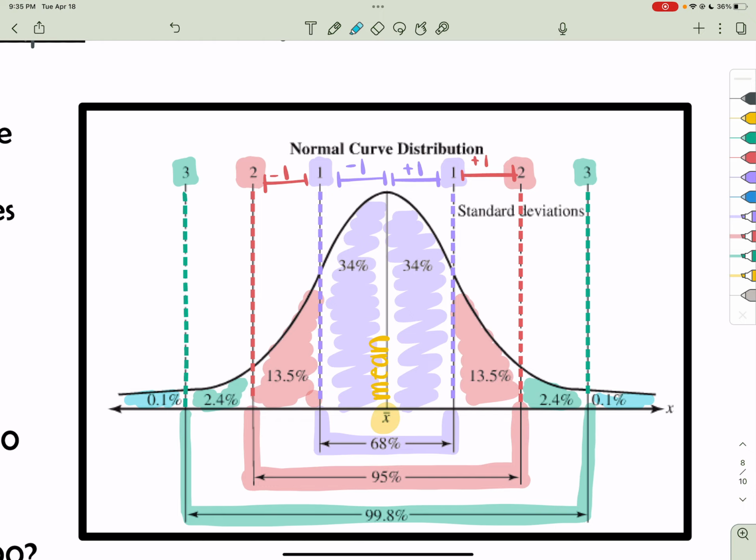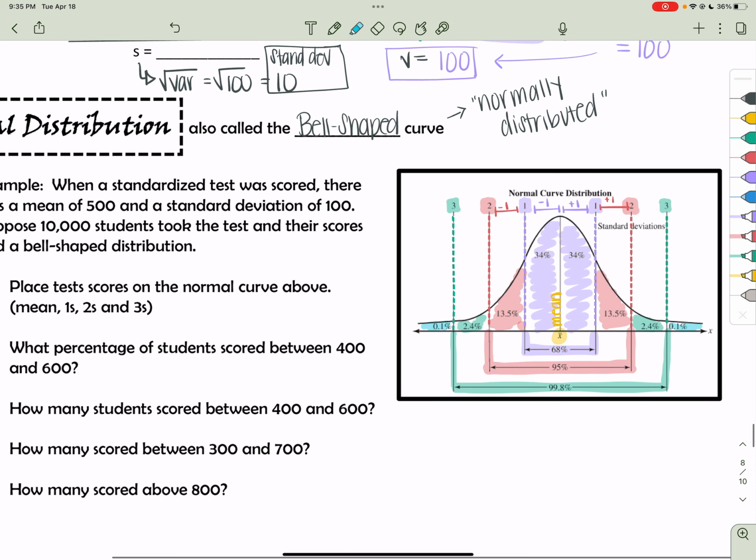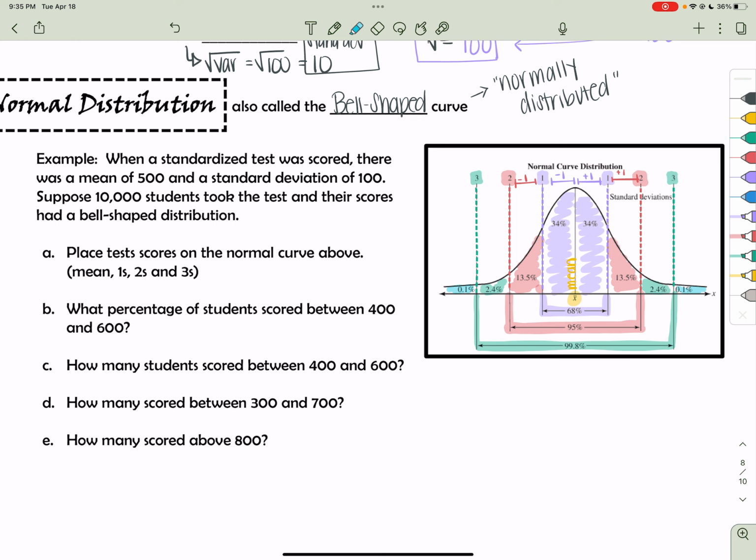Okay, so let's look at this in an example. I think it makes more sense because you'll actually be given these means and standard deviations. You will then have to set up your own normal curve and then use that to solve the problem. Okay, so here's my first example. When a standardized test score was scored, there was a mean of 500. I'm going to go ahead and underline that. There was a mean of 500 and a standard deviation of 100. Suppose 10,000 students took the test and their scores had a bell-shaped distribution. You cannot assume that it's a normal distribution. They do have to tell you. Now, in our case, they will only use normal distributions because we haven't learned any other, but it is not something that can be assumed.